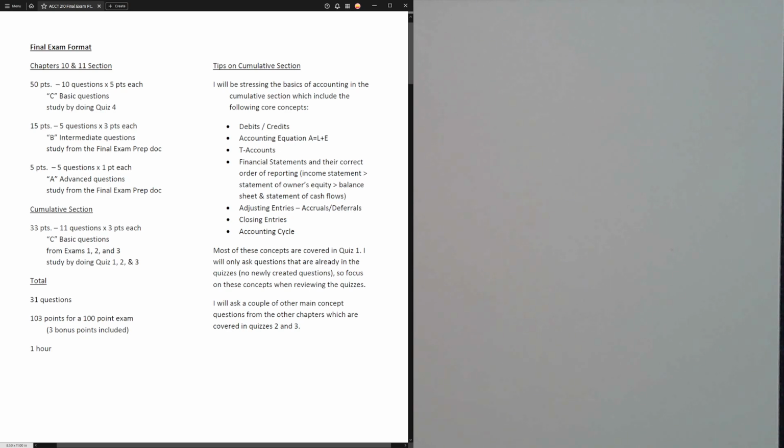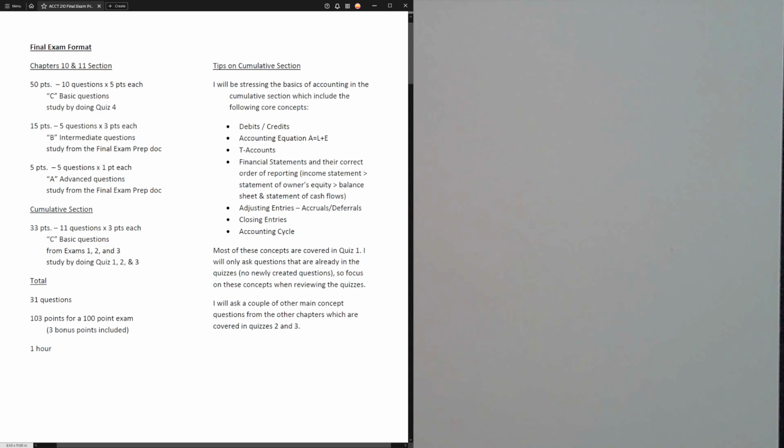Also, Accounting 210 is a cumulative final exam. And so there are going to be 11 questions. They're all going to be C-level questions. And they're only going to be taken from the quizzes 1, 2, and 3. So there's not anything extra that you need to do or any other extra material that you need to study. You've already studied quiz 1, 2, and 3. All you need to do is go back and do those again to make sure you're familiar. I'm not going to make up any new questions. I will just pull questions from quiz 1, 2, and 3 as my cumulative questions.